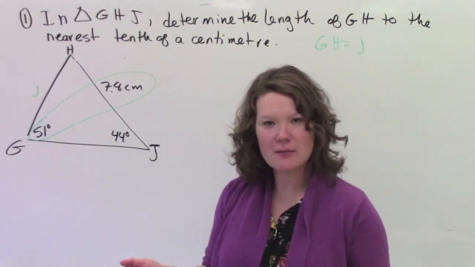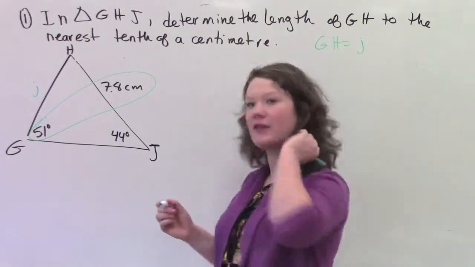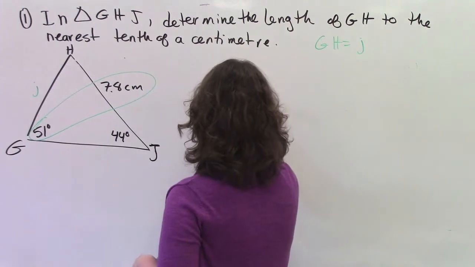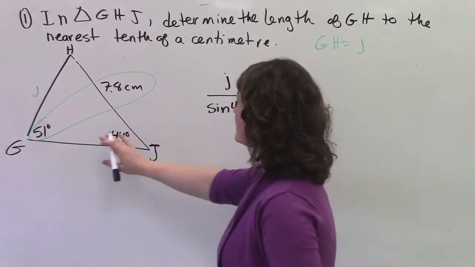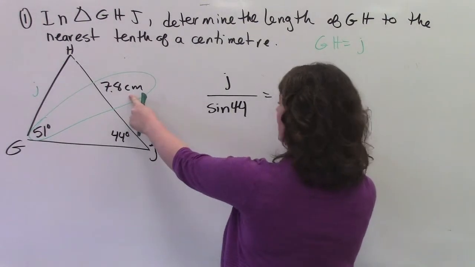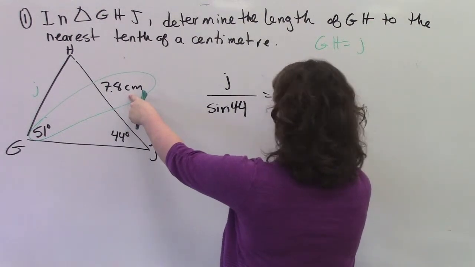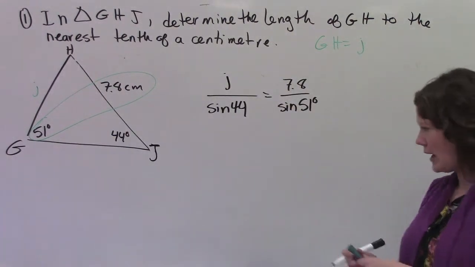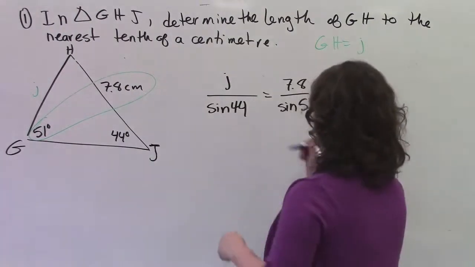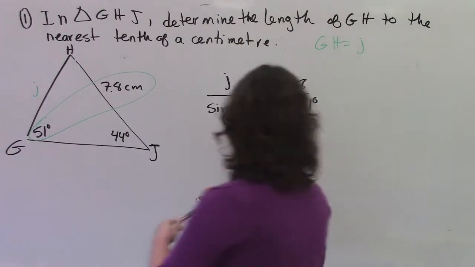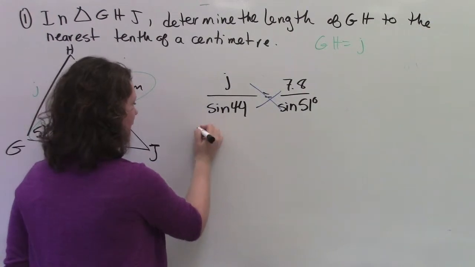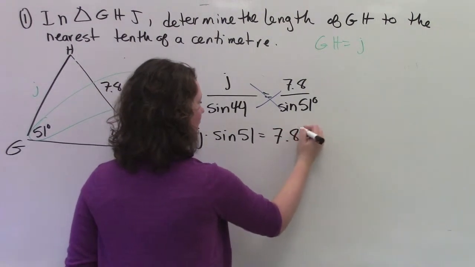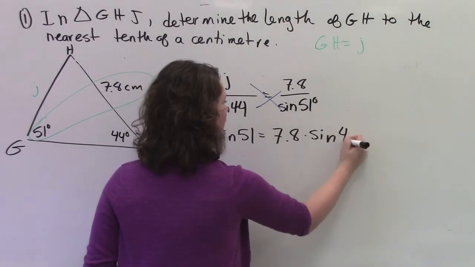So like a good little math student, I'm just going to write out the formula and then fill in what we know. So j over sine of 44 equals g, which is 7.8, over sine of 51 degrees. What we actually want to do here is cross multiply. So we're going to say j times sine of 51 equals 7.8 times sine of 44.